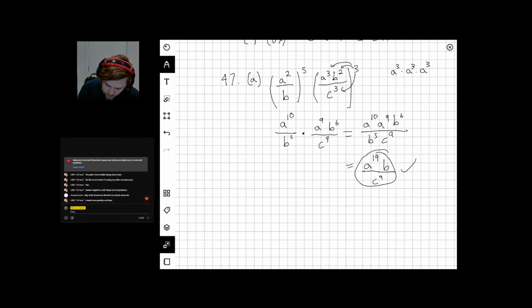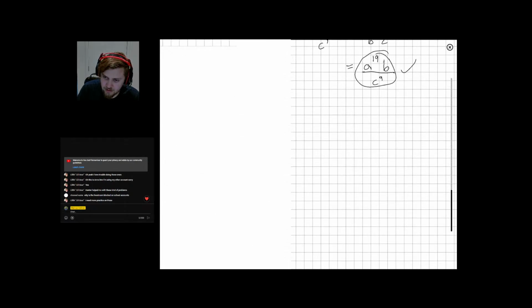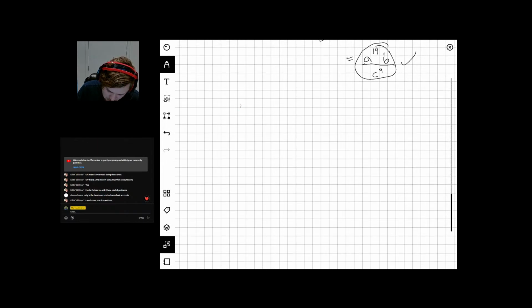Okay, what about 47b? Okay, 47b, we're going to have u to the negative 1. Well, now we have a negative exponent. b squared, all squared. And u cubed, b to the negative 2, cubed.